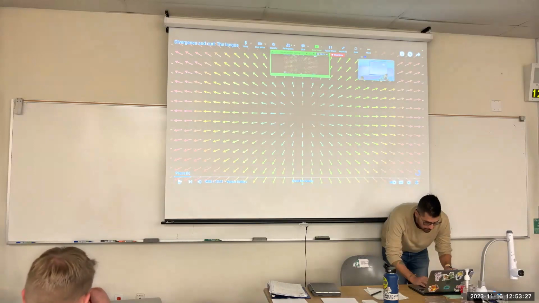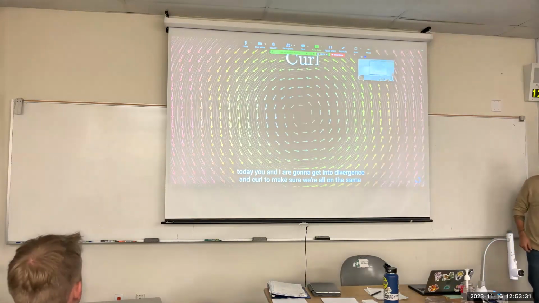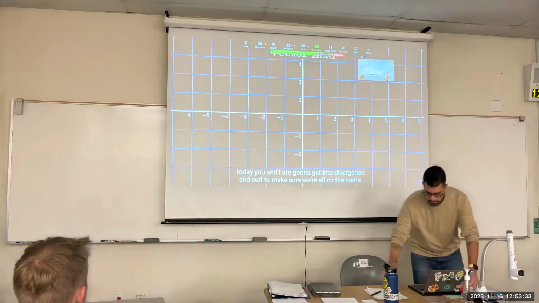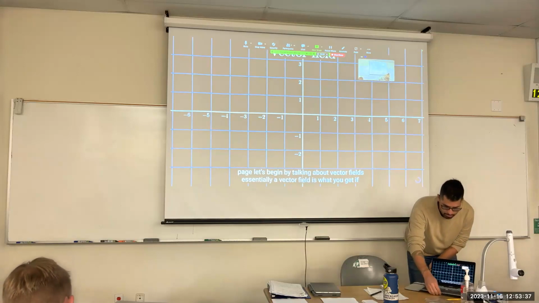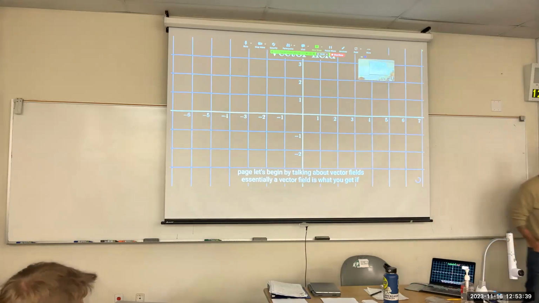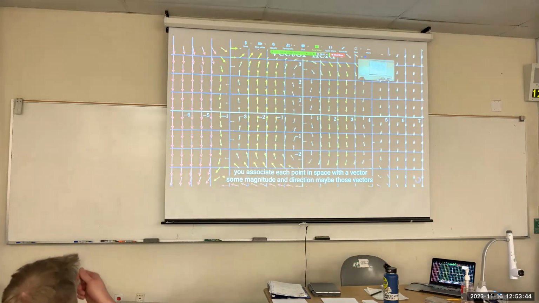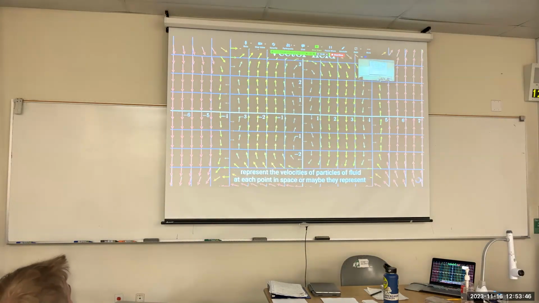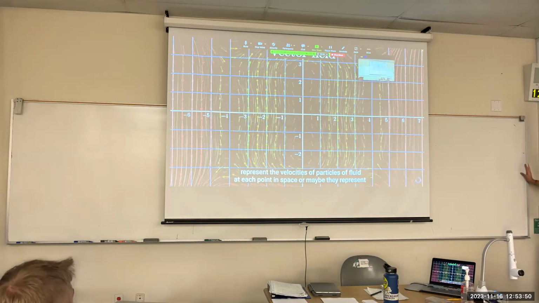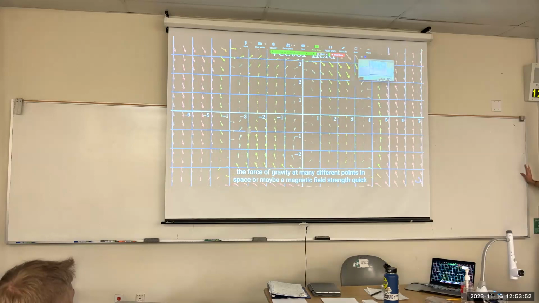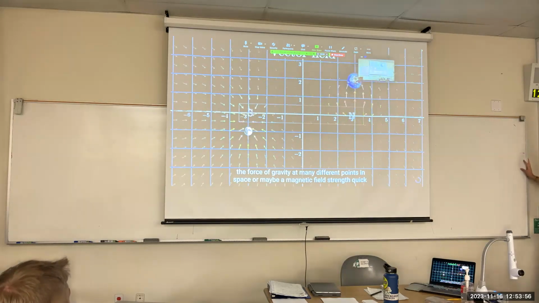Okay. Today, you and I are going to get into divergence and curl. To make sure we're all on the same page, let's begin by talking about vector fields. Essentially, a vector field is what you get if you associate each point in space with a vector, some magnitude and direction. Maybe those vectors represent the velocities of particles of fluid at each point in space, or maybe they represent the force of gravity at many different points in space, or maybe a magnetic field strength.